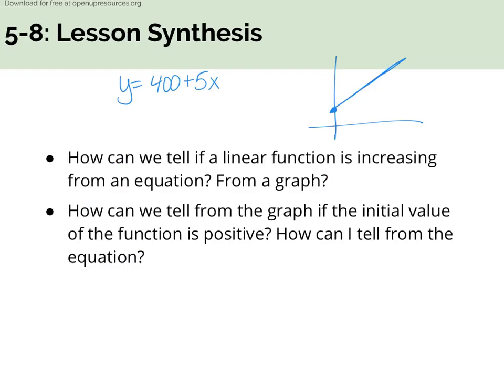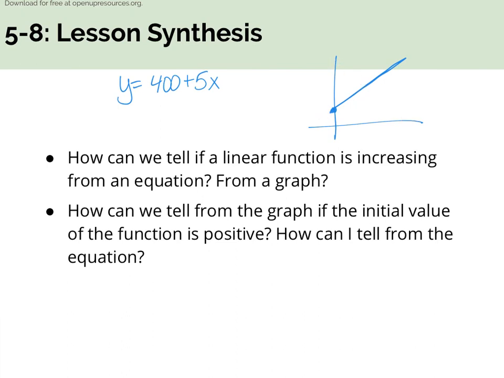Okay, to wrap up lesson 8, you'll want to take some notes here. How can we tell if a linear function is increasing from an equation? Well, we're going to be adding on whatever number is being multiplied by x. And that's going to mean that it has a positive slope, and that's what we'll see on a graph if it is increasing. If it's decreasing, we would have a negative slope going downward.